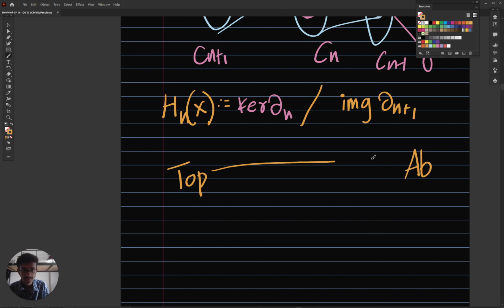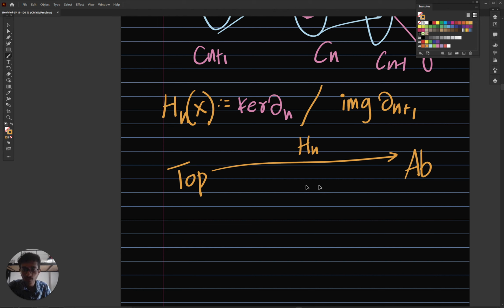Like we are taking, this is the Hn. So Hn would take an abelian group and map it to the Hn of X, and it's functorial also. Okay, take a continuous map from X to Y, there would be a group homomorphism from Hn of X to Hn of Y.